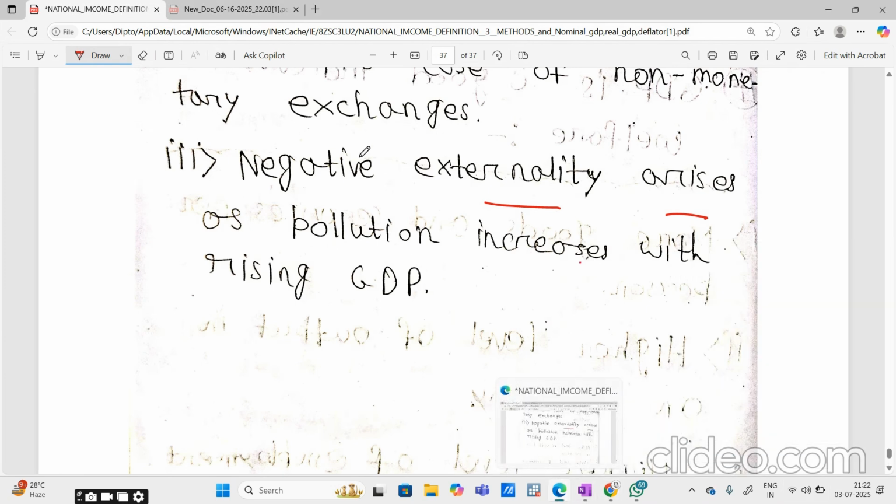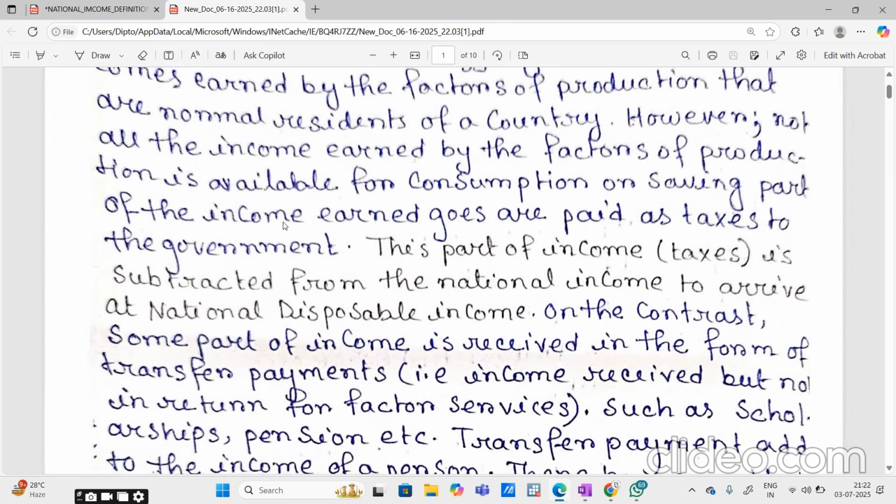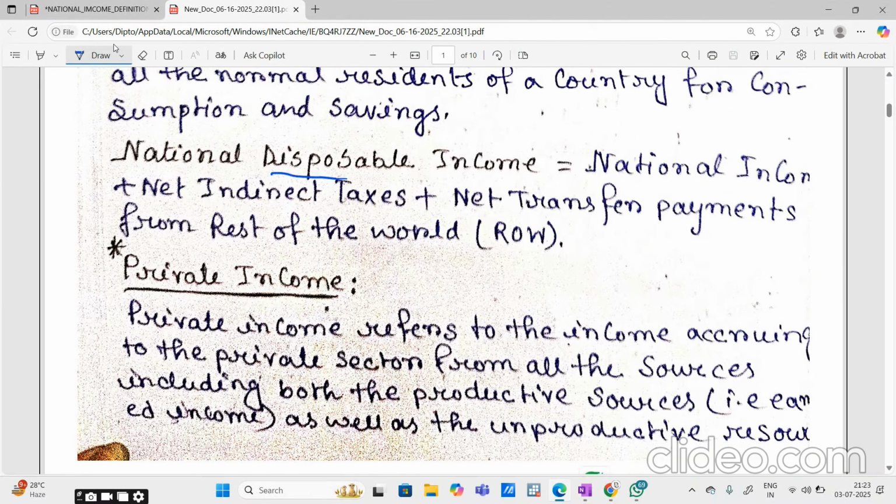Okay. Now let me go to this thing, national disposable income. This is a very simple concept. Okay, so I just go through this formula. National disposable income is basically, let me explain the concept of disposable income first. It is basically the amount of money that is left in your pocket to spend after giving all the taxes and after getting all the subsidies.